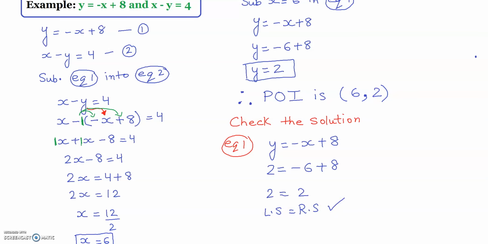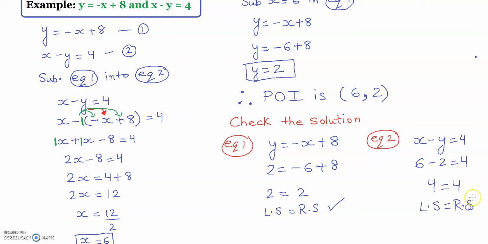Let's check for equation number 2, which is x minus y equals 4. Again, I will substitute 6 instead of x, and instead of y, I will substitute 2. Again, I will combine these constant terms, 6 minus 2, which will give me 4, and 4. This shows that the left side is equal to the right side. Therefore, the solution is correct, which is POI.